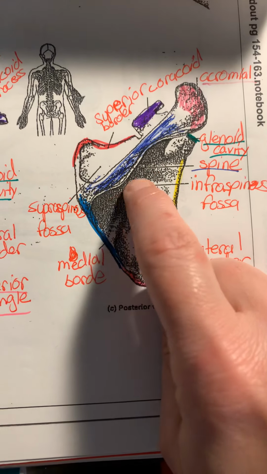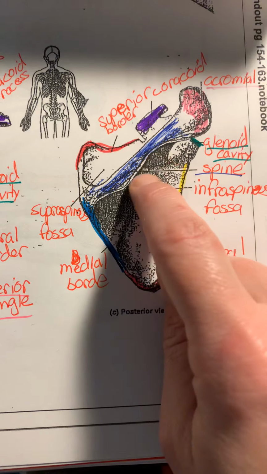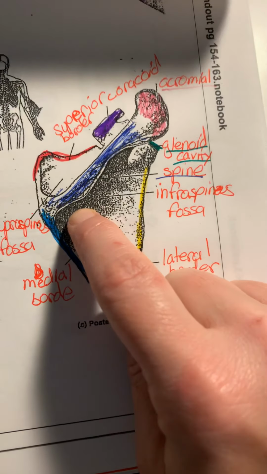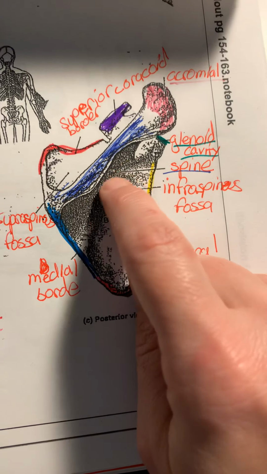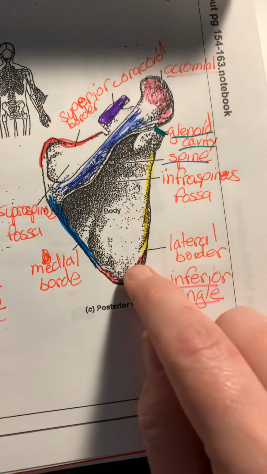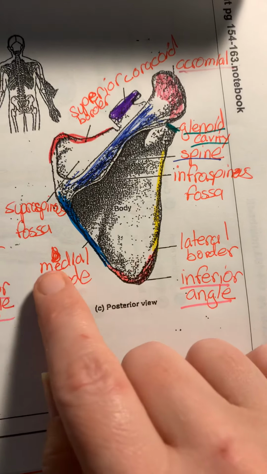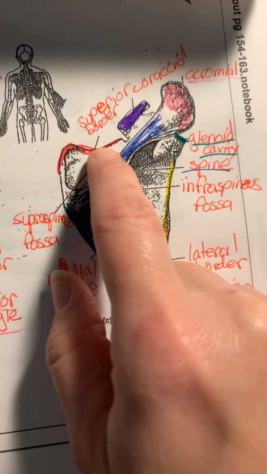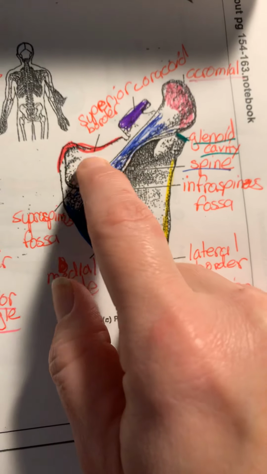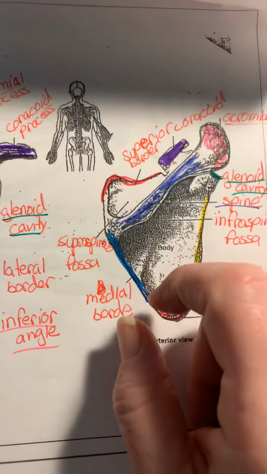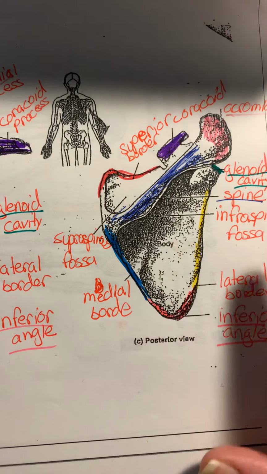This area right underneath the spine of the scapula is called the infraspinous fossa. So remember, infra means below or underneath. So infraspinous fossa is underneath. We have the lateral border again, inferior angle, the medial border, and on this side, above the spine of the scapula, we have the supraspinous fossa. So again, remember, supra means above.